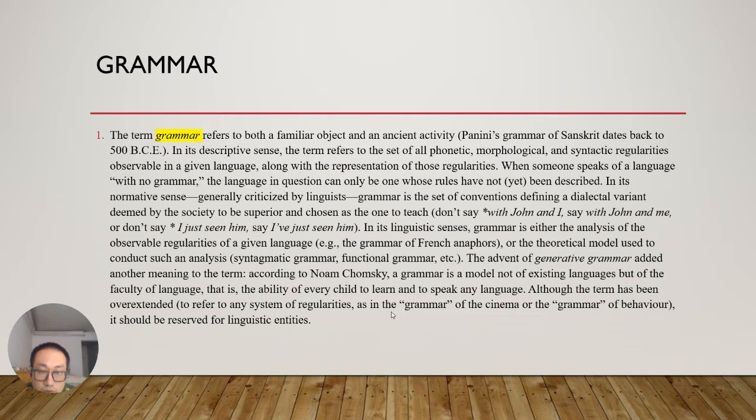The advent of generative grammar added another meaning to the term. According to Noam Chomsky, a grammar is a model not of existing languages, but of the faculty of language, that is, the ability of every child to learn and to speak any language. Although the term has been overextended to refer to any system of regularities, as in the grammar of the cinema or the grammar of behavior, it should be reserved for linguistic entities.